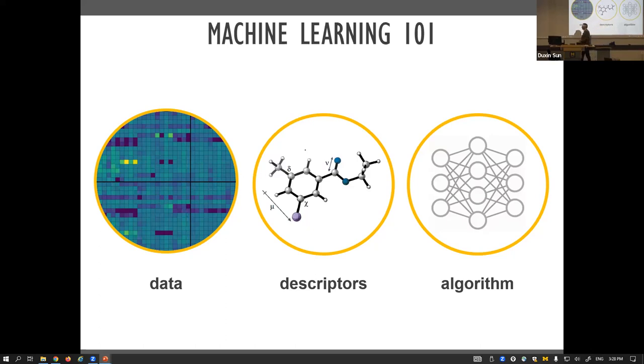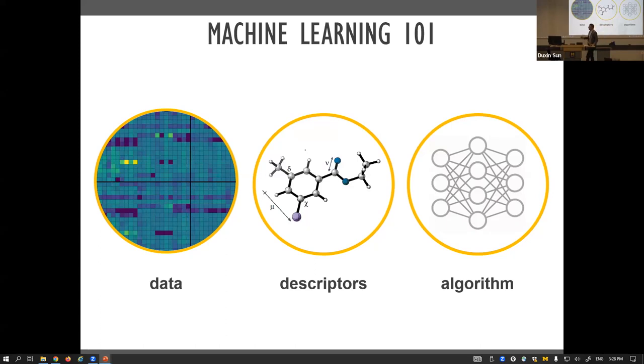But the only thing that I really hope you pull from this talk is that machine learning can be built from data, descriptors, and an algorithm. So when someone says, I did machine learning, it sounds fancy. And if they call it artificial intelligence, it sounds even much more fancy. And so it's probably right, but there's a good chance it's not right.